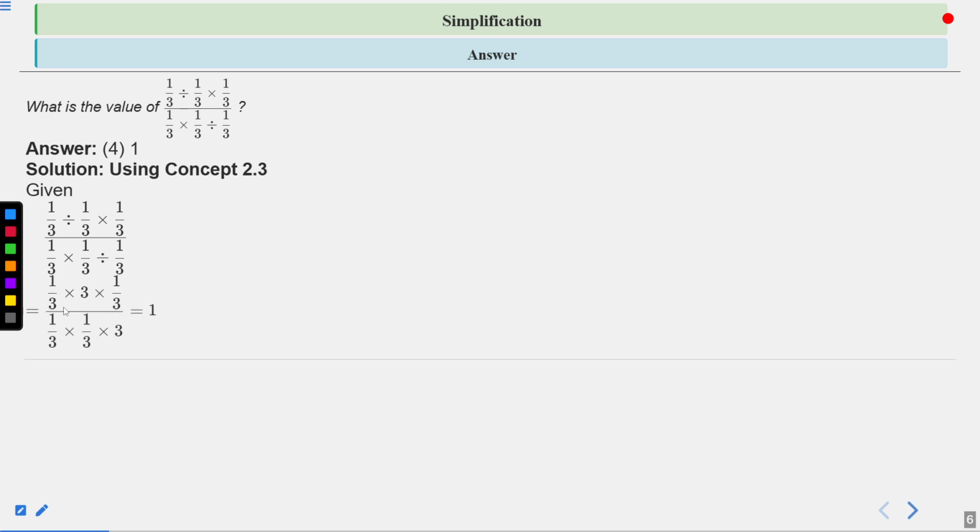We can write it as 1 by 3 multiplied by 3, reciprocating 1 by 3 in the divide form. When we convert into multiplication, it becomes 3. In the same way, multiplying 1 by 3, and in the denominator it becomes 1 by 3 multiplied by 1 by 3, and this part becomes multiplied by 3 when we reciprocate it. We can clearly see that the numerator and denominator are both the same, so when we divide, we get 1. So fourth is the correct answer of this question. Next one.